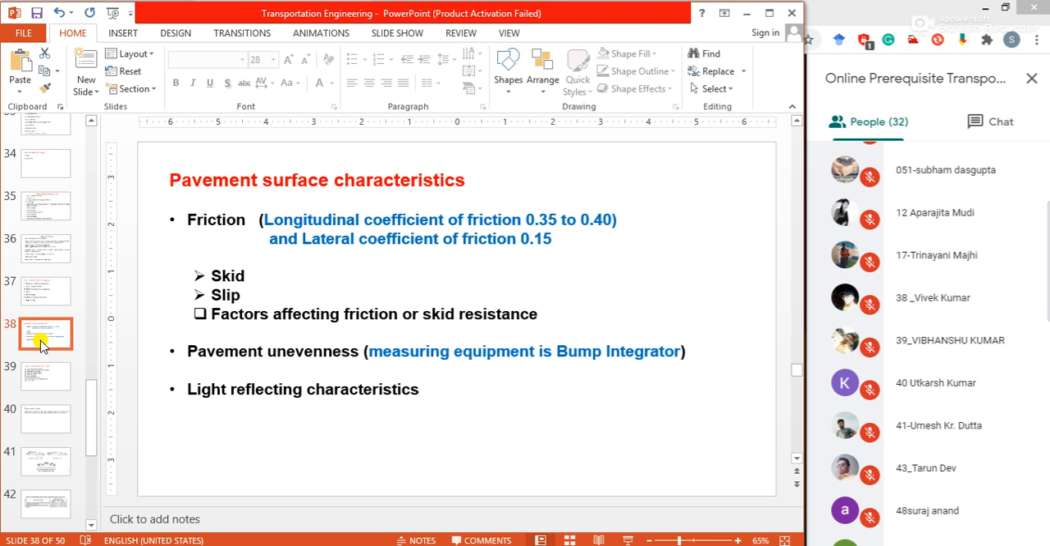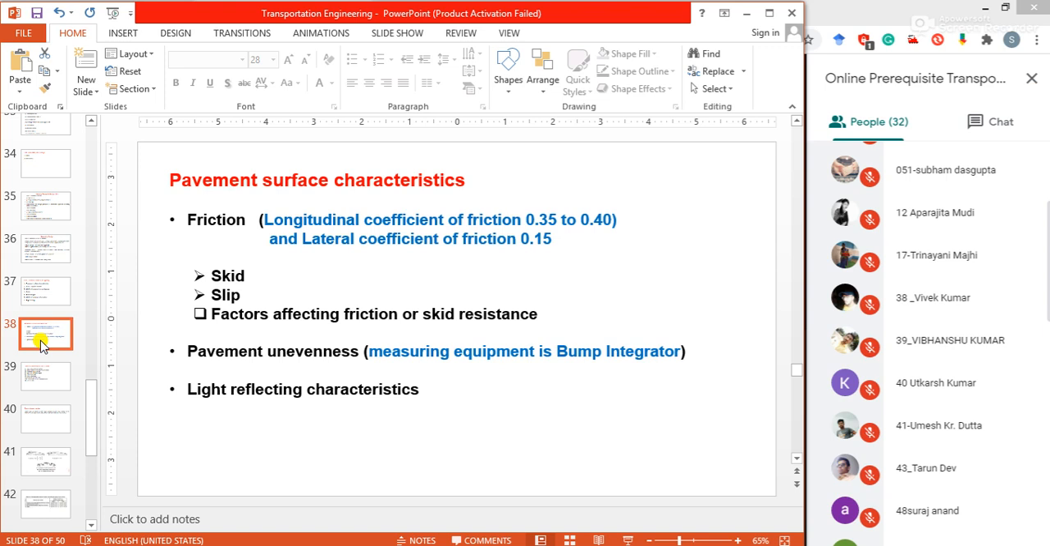Longitudinal coefficient is needed when we start our vehicle from stop position to running position, or from running position to stop position. At both times the longitudinal coefficient may occur, and the lateral coefficient is required when lateral friction happens on the curved section.